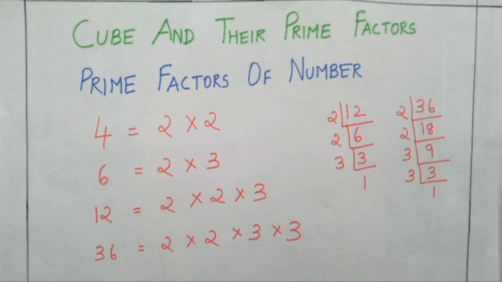Here I have given you an example of a smaller number, 12. See, 12 is divisible by 2. How many times? 6 times. 6 is divisible by 2. How many times? 3 times. 3 is divisible by 3. 1 time. So what are the prime factors of 12? 2 into 2 into 3. And now see 36. 36 is divisible by 2 how many times? 18 times. 18 again divisible by 2 how many times? 9 times. Now 9 is divisible by 3. How many times? 3 times. 3 is again divisible by 3, 1 time. So what are the prime factors of 36? 2 into 2 into 3 into 3.